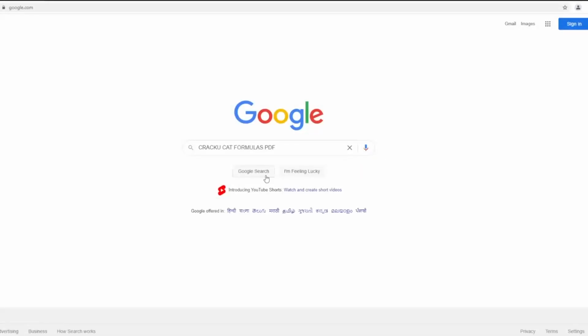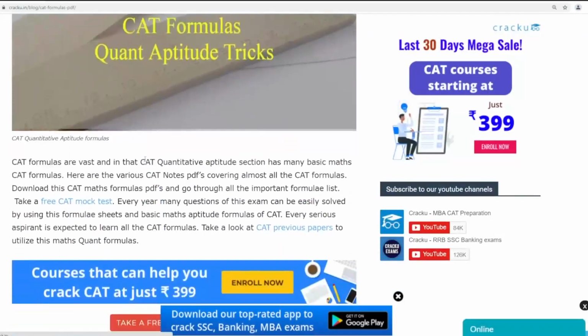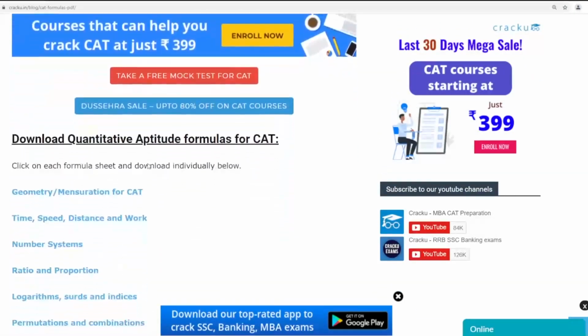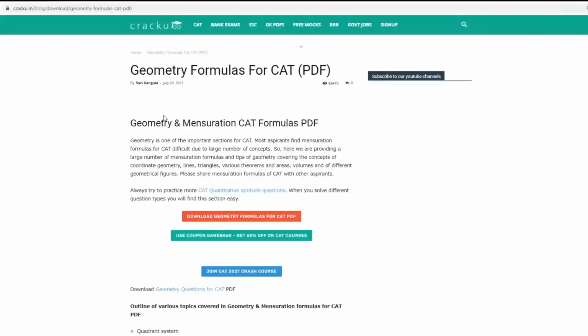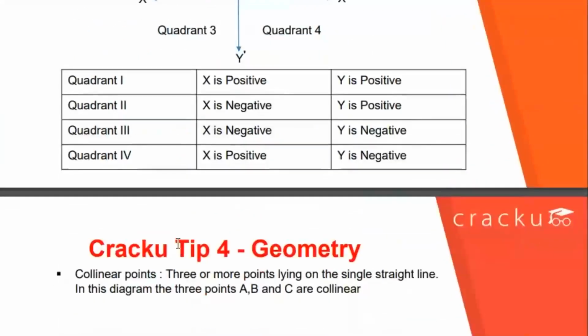Google search Cracku CAT formulas PDF. Click on the first link. You will get a list of topics for CAT. Click on one of the topics. Download the PDF to get a list of formulas for the topic.